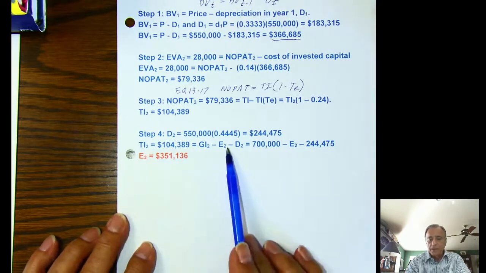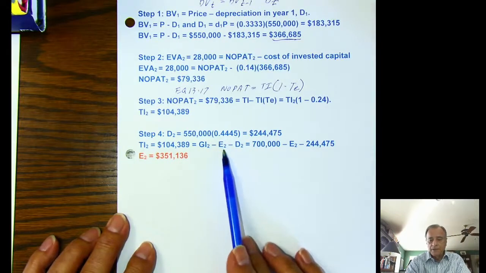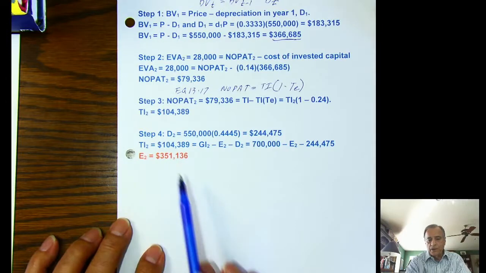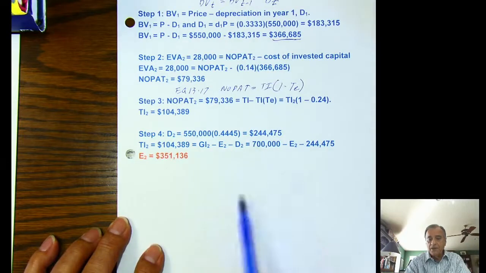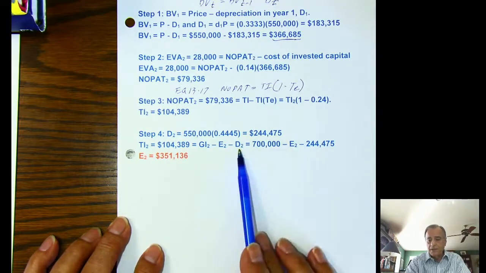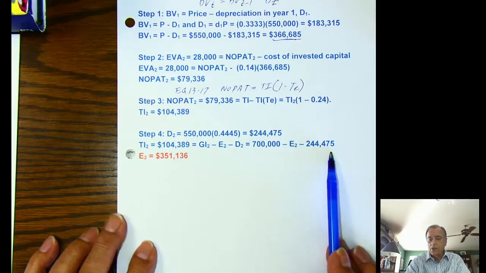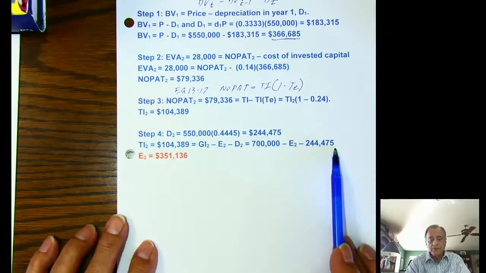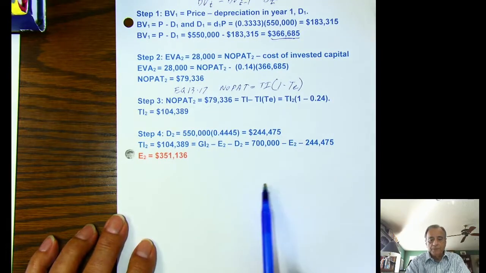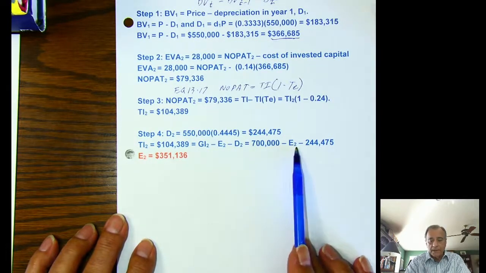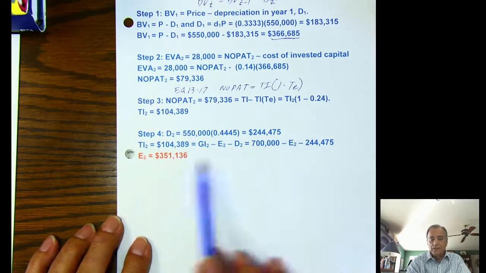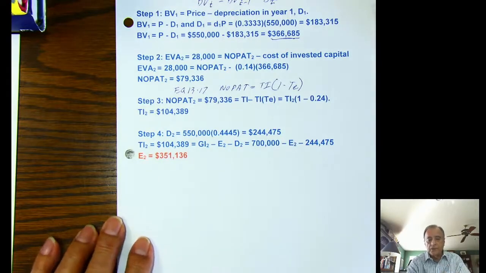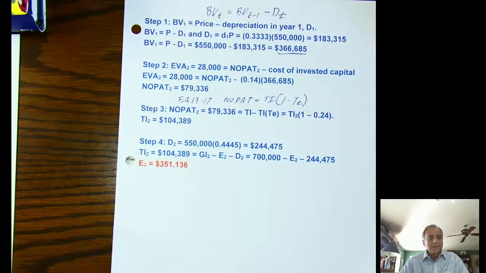And so when we plug into the equation that says taxable income equals gross income minus expenses minus depreciation, we know everything except expenses. We know taxable income, which is the left side of the equation, we know the gross income is $700,000, unknown expenses, and the depreciation we just calculated, $244,477. So we end up with E2 isolated on one side of this equation, and when we do, we find out that E2 was $351,136.